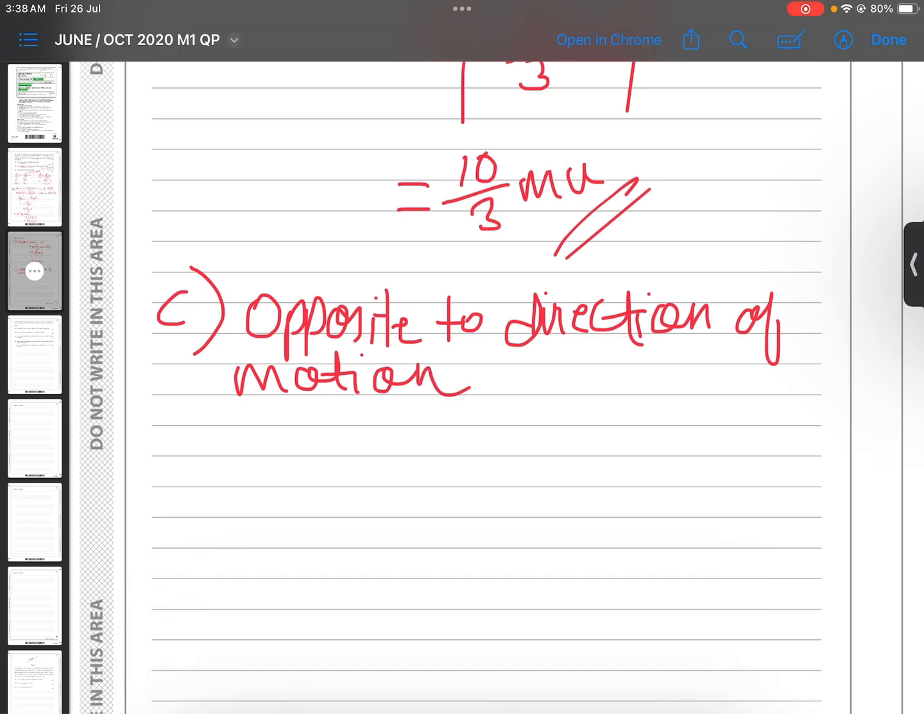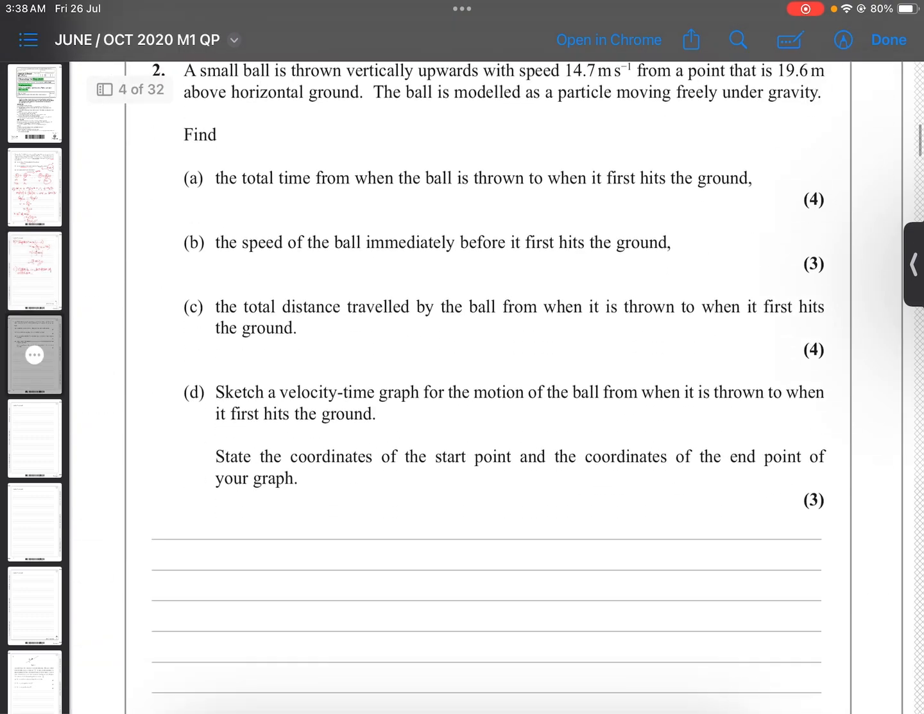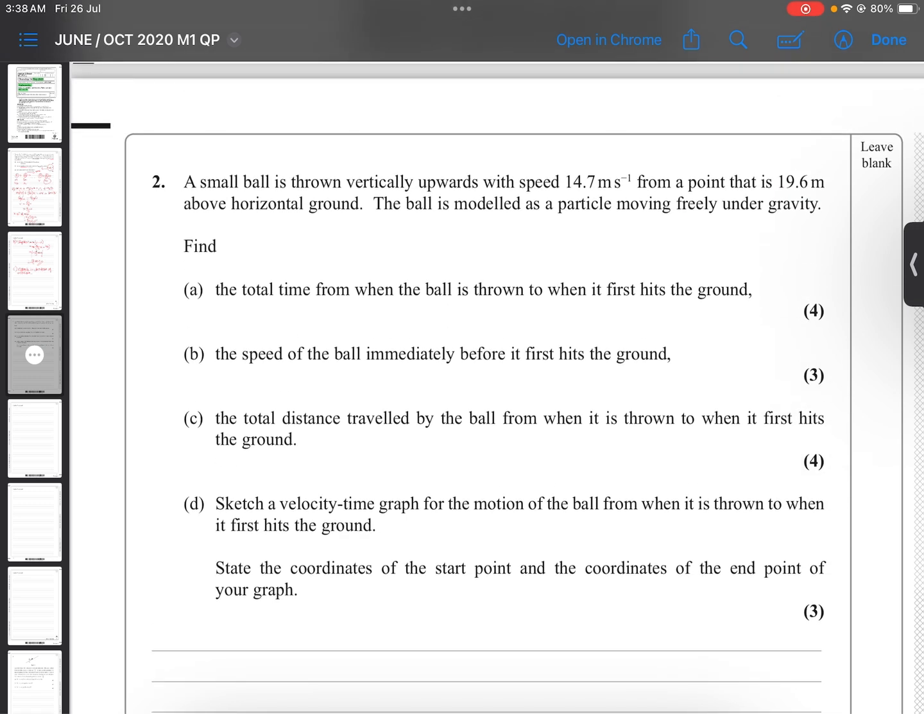So that was the end of question 1. Let's move to question 2. Question 2 says a small ball is thrown vertically upwards with speed 14.7 meter per second from a point that is 19.6 meter above horizontal ground. The ball is modeled as a particle moving freely under gravity. Find A, the total time from when the ball is thrown to when it first hits the ground.